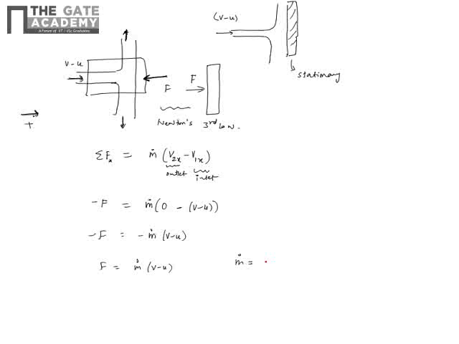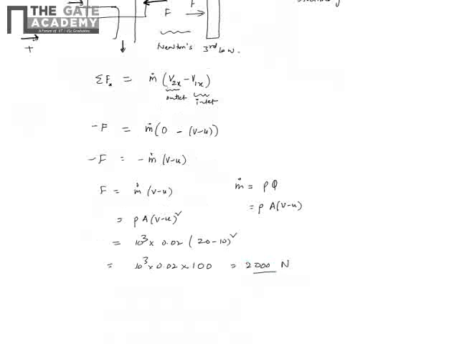Now how do I get m dot? M dot is the mass flow rate, which is density into volume flow rate. Volume flow rate is area into v minus u, because we are working everything in the relative frame. So this comes out to be rho A into v minus u whole square. Density is given as 1000, area of cross section is 0.02, v is 20, u is 10, so this comes out to be 10 cube into 0.02 into 10 whole square, which is 100. So this comes out to be 2000 newtons. So the force that is exerted by the flow stream onto the plate is F, which is 2000 newtons.